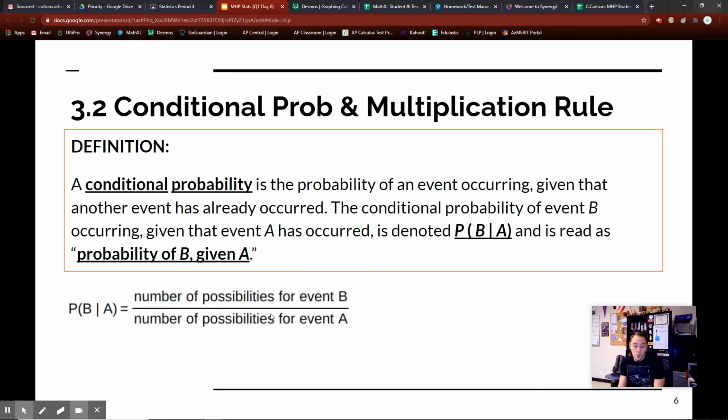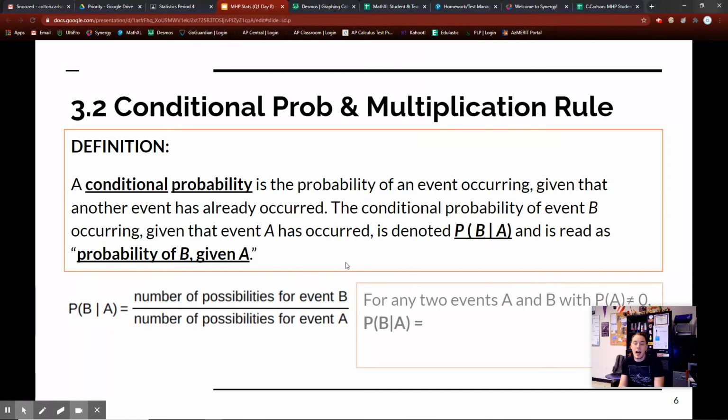This is the one formula that I would probably have you guys write down, just squeeze it in your notes there. The probability of B given A is also an intuitive formula. You can use this, the number of possibilities for event B and the number of possibilities for event A. I don't really like this formula, but it is intuitive.